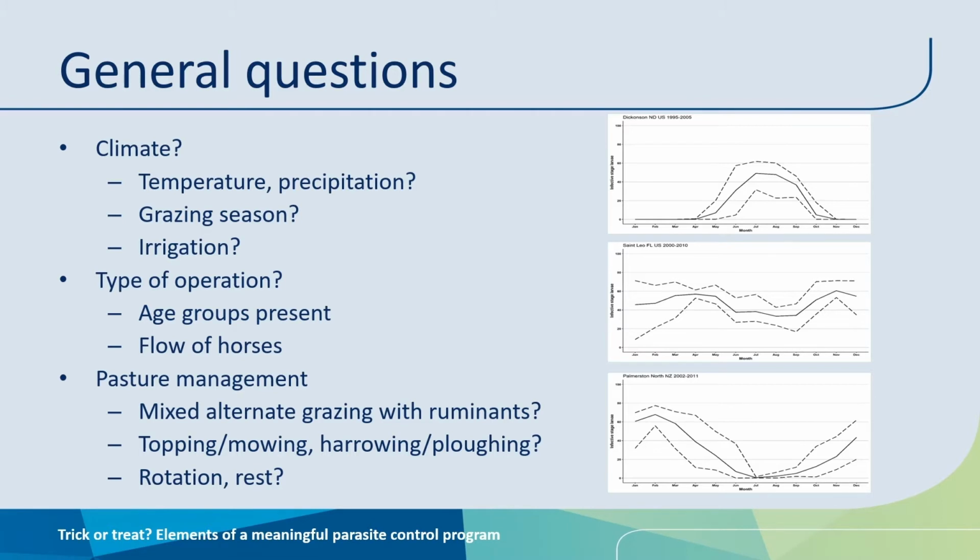So these things matter. They really play a role, because we should focus our efforts to control strongyle egg shedding and ascarid egg shedding during the times of year where there is actually parasite transmission going on. We also need to take into account the type of operation.